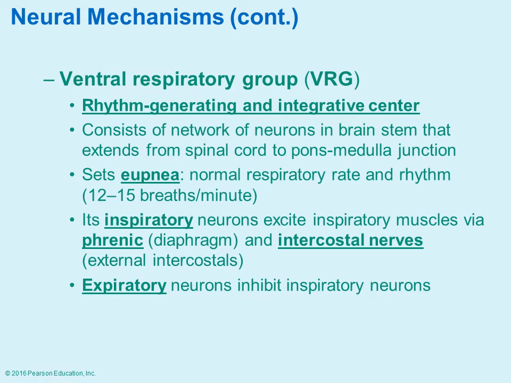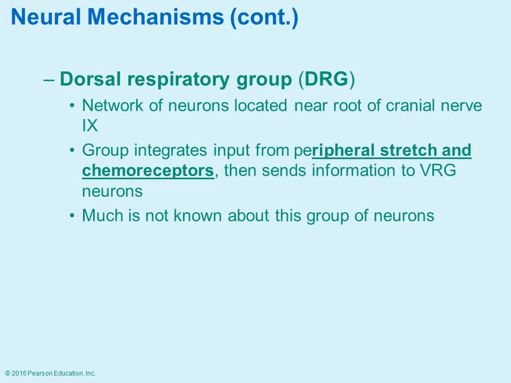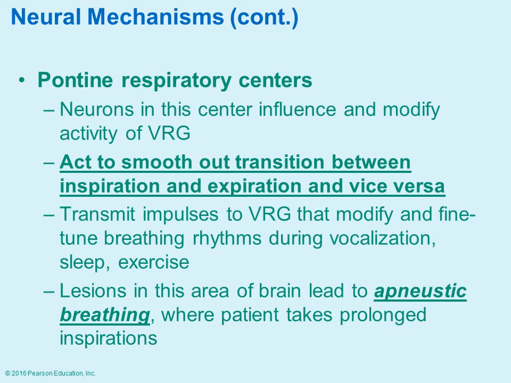How do you control it? Exhaling, expiratory neurons, they're going to inhibit those inspiratory ones so that then you're going to relax and then exhale. So there's different groups, the dorsal respiratory group or the DRG. This is going to be getting information from some chemoreceptors. They're sending it to the VRG centers.